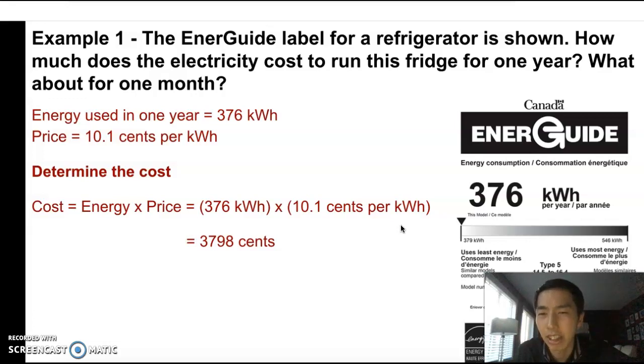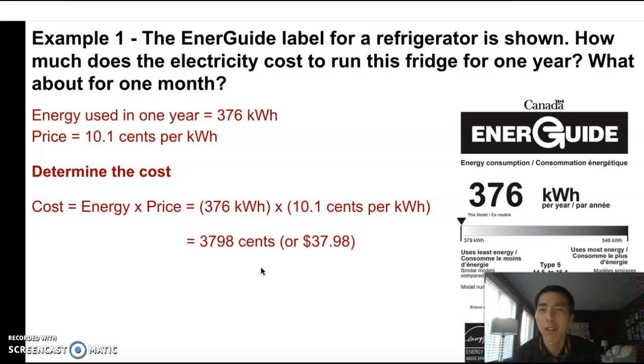3,798. I rounded that to the nearest whole number. And that's in cents, because the price is reported in cents. So how many dollars is that? Well, you divide that by 100, and that gives you $37.98, so about $38. So if you bought this refrigerator and it's plugged in all year, you're going to have to pay about $38 for the electricity that it'll use every year.